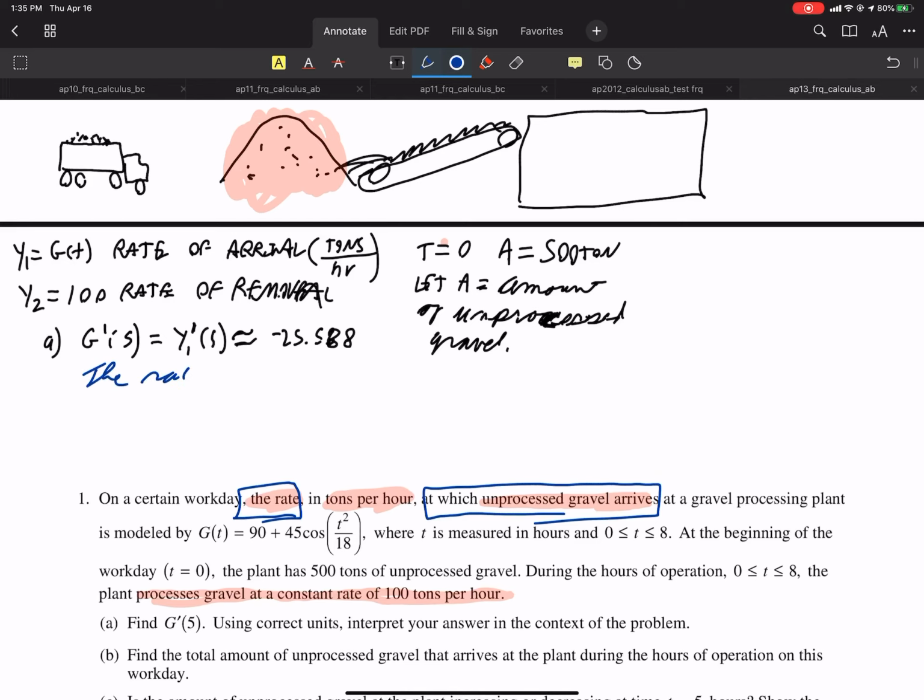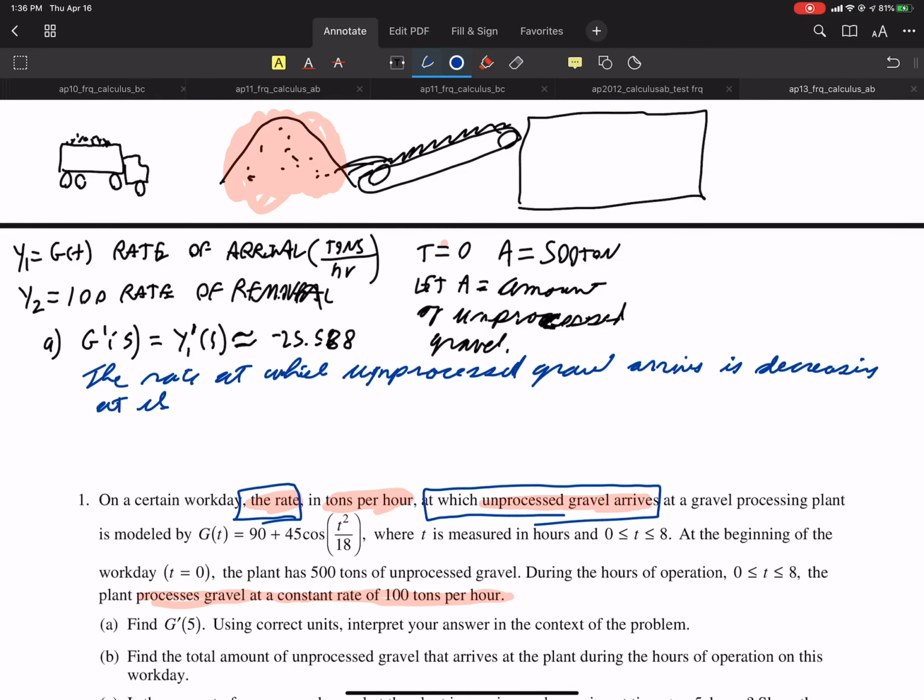The rate at which unprocessed gravel arrives, that's just G. And since G prime is negative, I say it is decreasing at the rate of negative 25.588. And I need units.